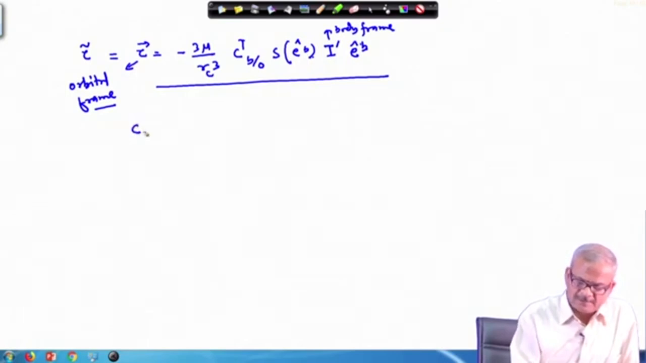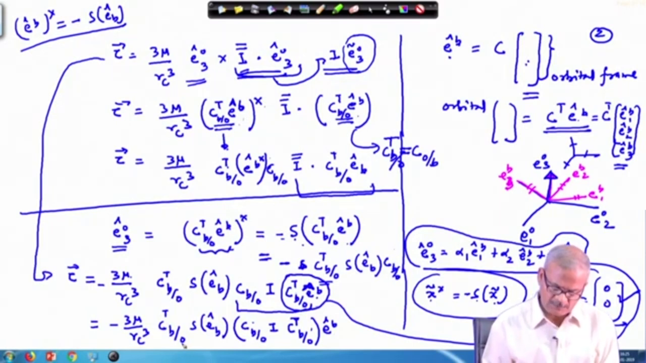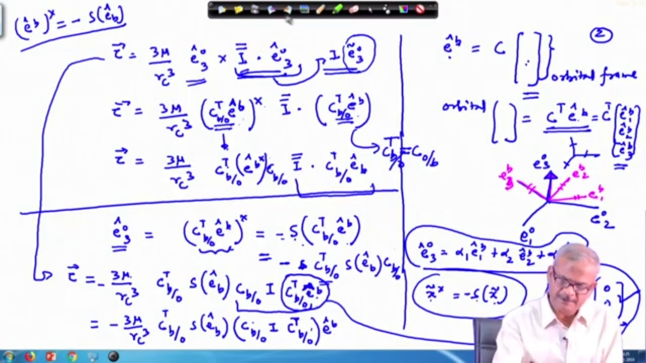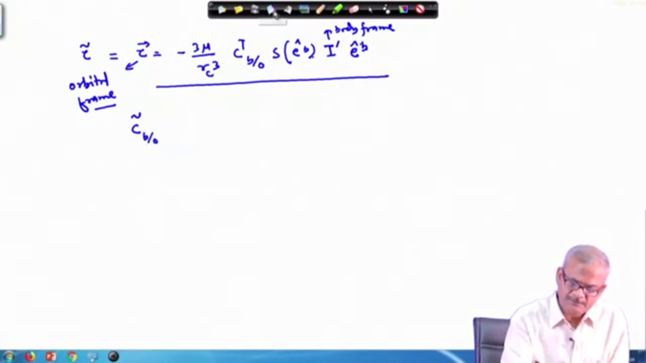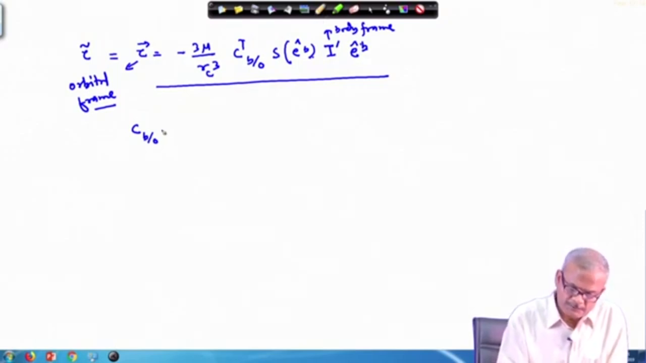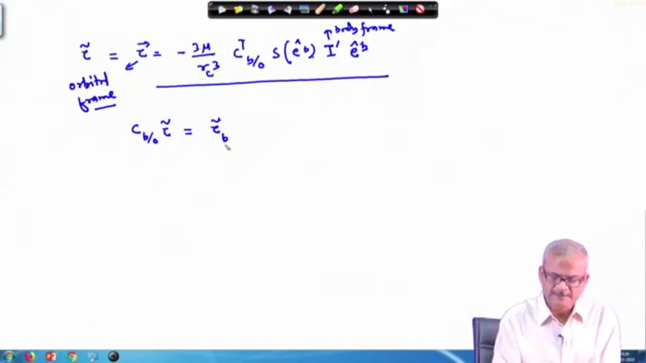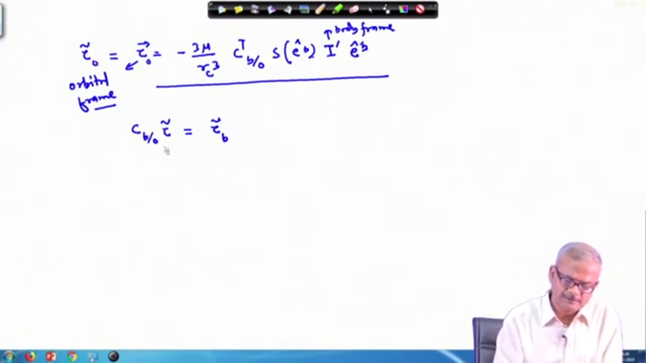Then multiply both sides of this by C transpose B slash O. So, this is in the orbital frame and then we want to take it into the body frame. So, we will multiply it by C B slash O, perhaps over C we have not put the tilde, so we will remove this tilde. If you operate on this tilde, this will get reduced to this, and then we are expressing this in the body frame. I have not put the tag, but this is in the orbital frame, so this is the orbital frame to body frame conversion. So, this is converted into the body frame.